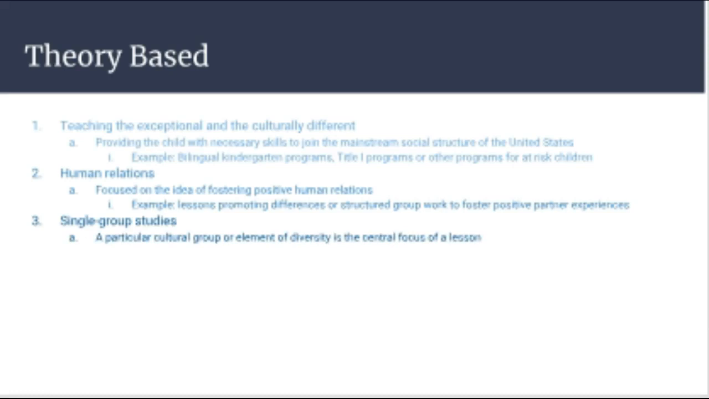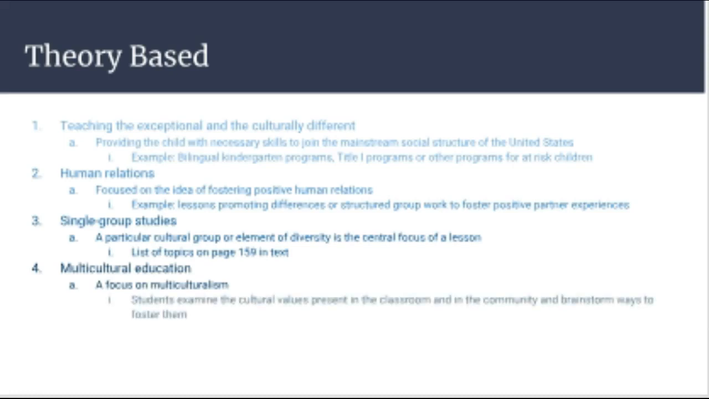The third theory-based idea is single group studies, in which a particular group or element of diversity is the central focus of a lesson, and students are exposed to the realities of a specific group, and it will result, hopefully, in the reduction of social stratification. And there's a list of topics that match this model on page 159 in your text. Fourth is multicultural education, and it's a focus on multiculturalism. It's also similar to Banks's transformative approach, where students analyze social issues involving bias, prejudice, and racism. An example of this would be if students examine the cultural values present in the classroom and in the community, and then brainstorm ways to foster those.